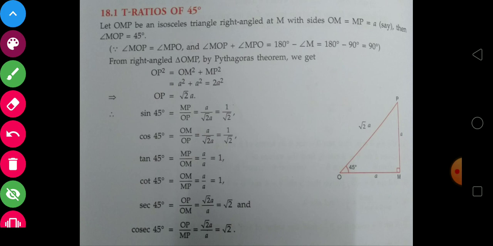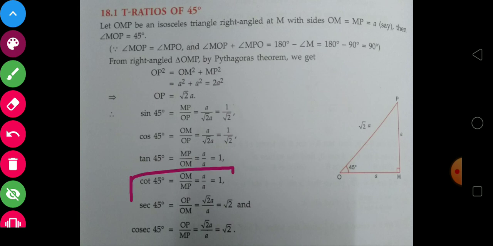Similarly, let us find cos 45, that is cos for this angle. Cos of 45 would be the base upon hypotenuse. So base is OM, hypotenuse is OP. Substitute their values, A upon root 2A, so you get 1 by root 2. So cos 45 is also 1 by root 2. Similarly, let us find tan 45. So tan is height upon base. So height upon base is A by A, which is 1. So the value of tan 45 is 1.